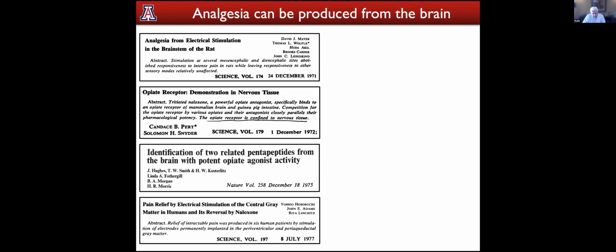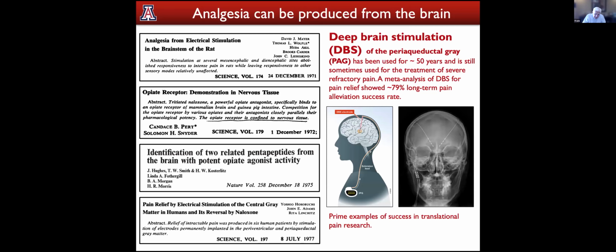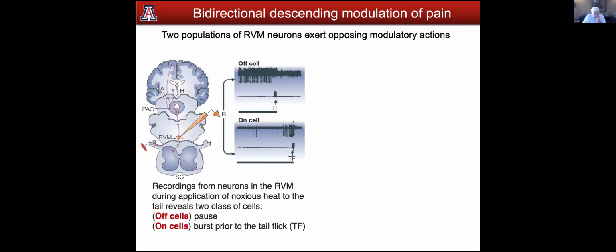And in one of the most remarkable rapid translations of basic science that may have ever occurred, this paper was published by Hosobuchi and colleagues that showed that pain relief could be achieved by electrical stimulation of the central gray matter in humans. Most importantly, it demonstrated that it was reversed by naloxone. So it really suggested the presence of an opioid-sensitive circuit in the brain that could modulate pain. Since that time, there have been studies on deep brain stimulation with successful relief of pain in humans. Okay, so how does it work?